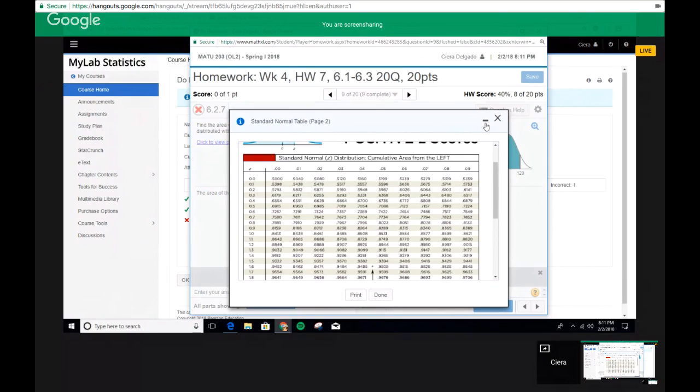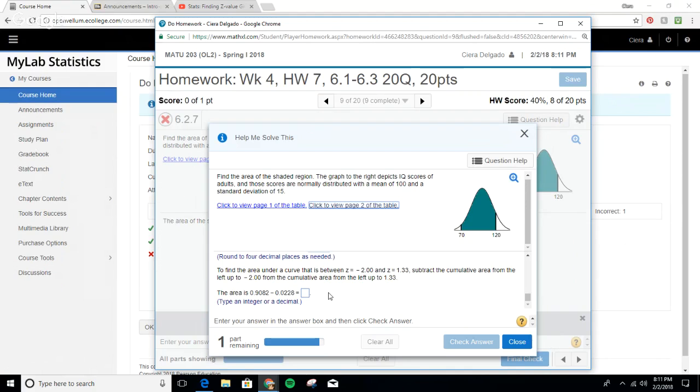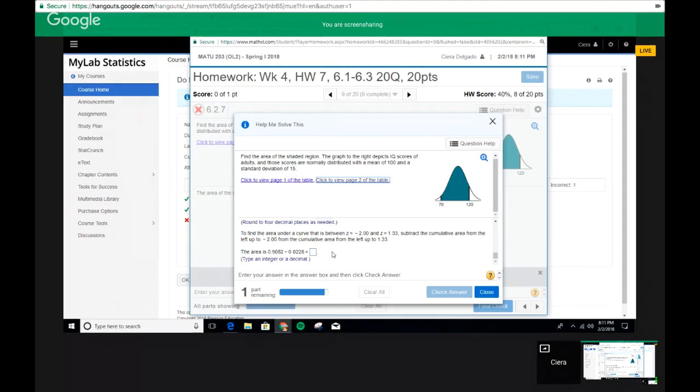So let me see. 0.903. Let's see here. Okay, so let's magnify that. Oh, the answer's right there. Okay, so 1.33, right, would equal 0.03. Now let's look at that.